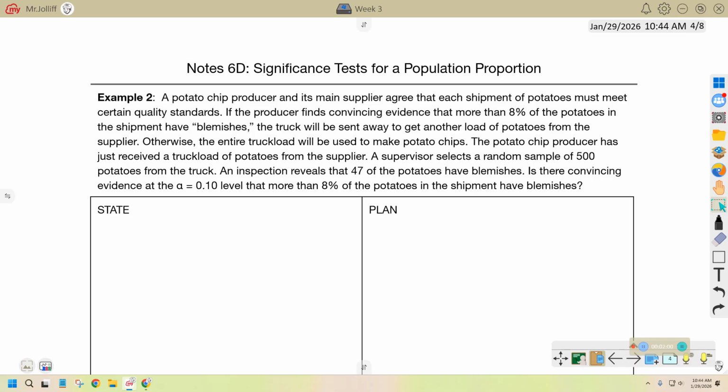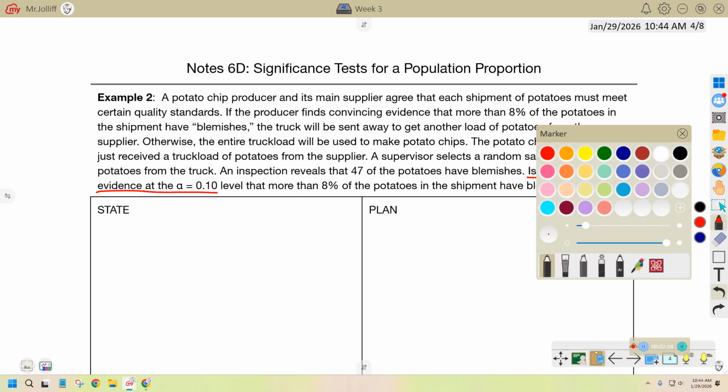All right, do I have a volunteer? Okay, and how do you know it's a significance test? Very good. So they used both of those things we know are key phrases for significance tests. Is there convincing evidence? They gave us a significance level. Those two things together are definitely 100% I am doing a significance test.